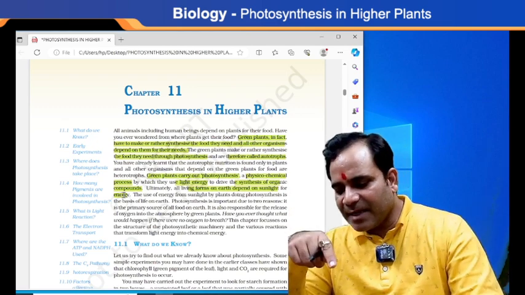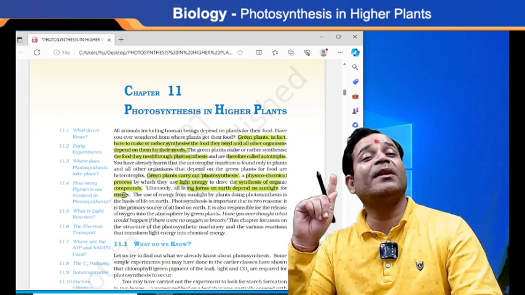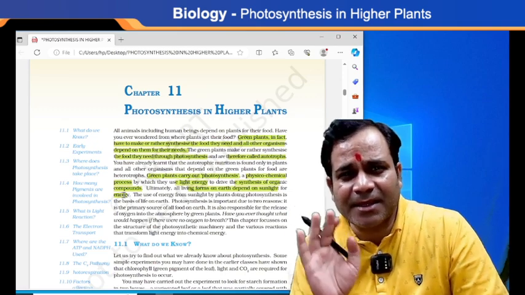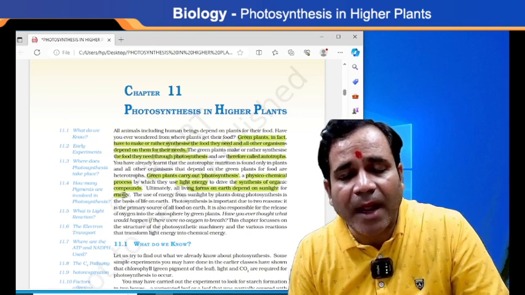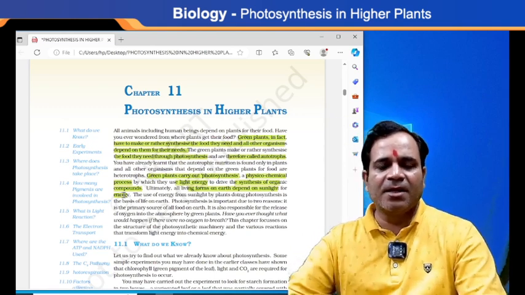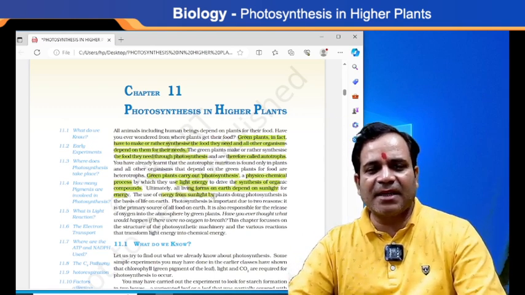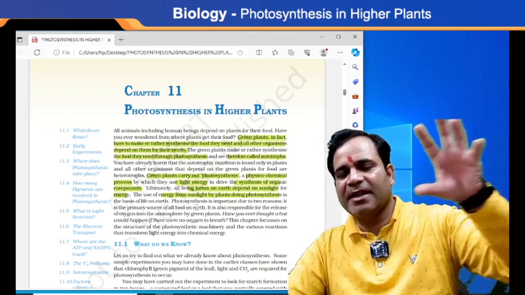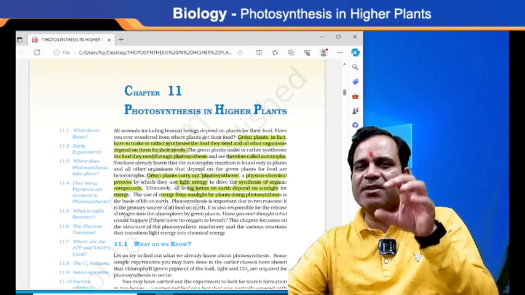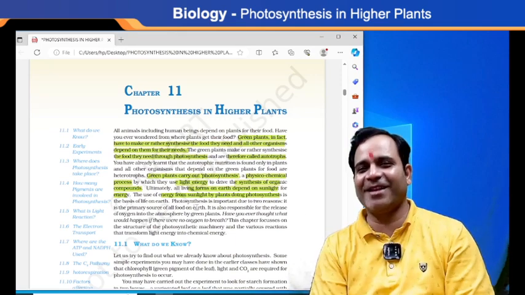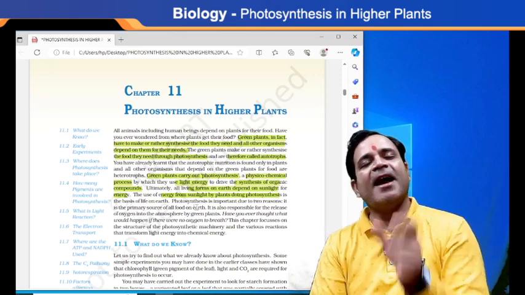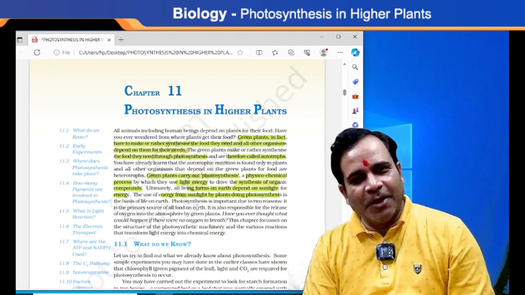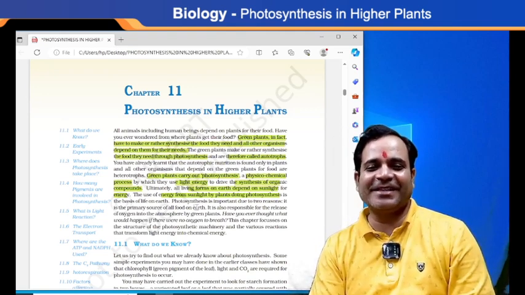If there is no sunlight, can you imagine life is possible on earth? No, never, my dear. That is why energy from sunlight is used by plants for photosynthesis. The solar radiation trapped by the green plants is responsible for making food in plants, and that process is known as photosynthesis. Hopefully the term photosynthesis is clear.